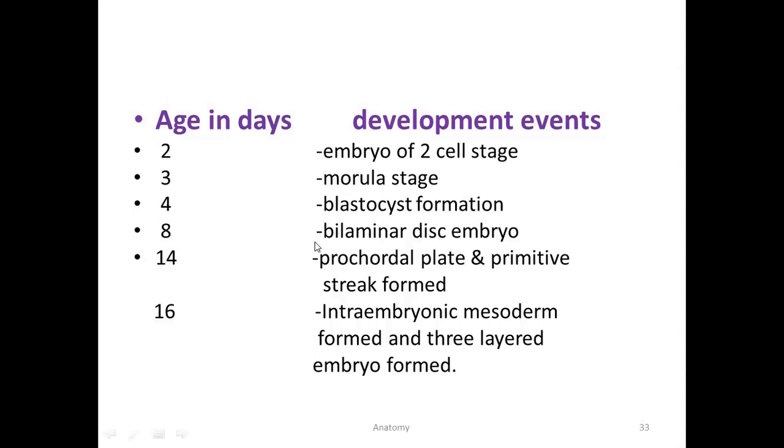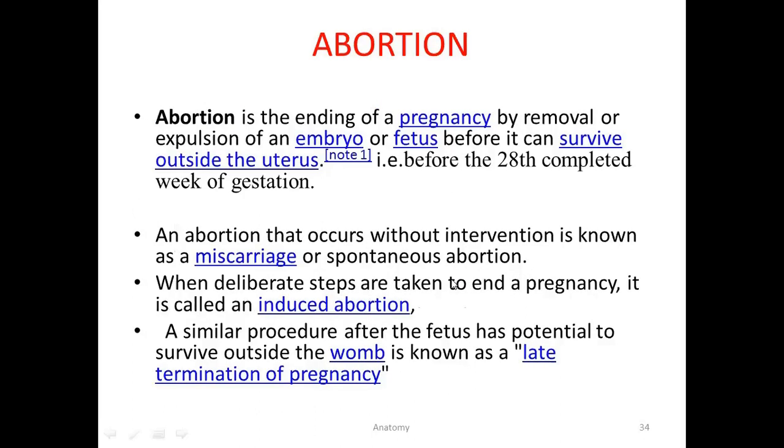By 8 days, the bilaminar disc, these 2 germ layers, get formed and the embryo is in the form of a disc. By 14 days, the prochordal plate and primitive streak get formed. Then by 16 days, the intraembryonic mesoderm forms and 3 layers of the embryo form. So 3 germ layers. So it is a trilaminar embryo by the age of 16 days. So if you go through development in days, you can see these changes occurring in the developing embryo or fetus.